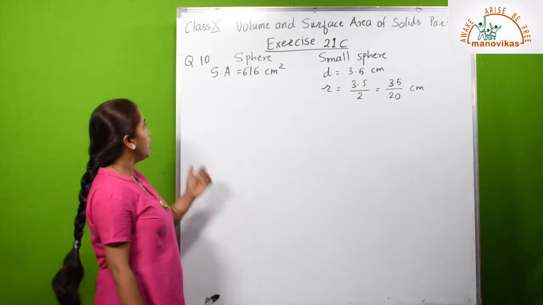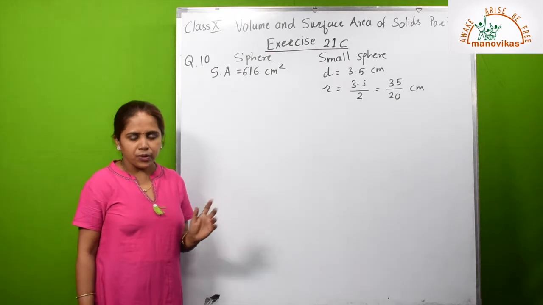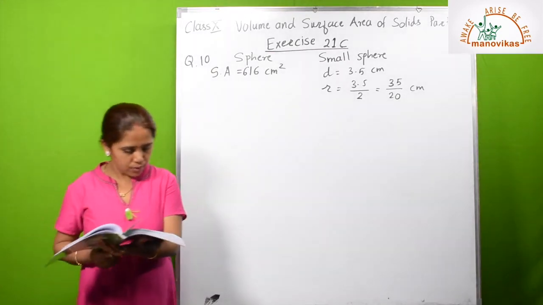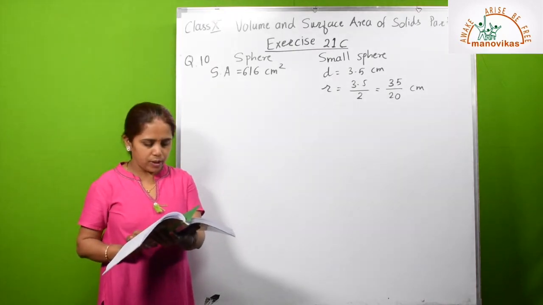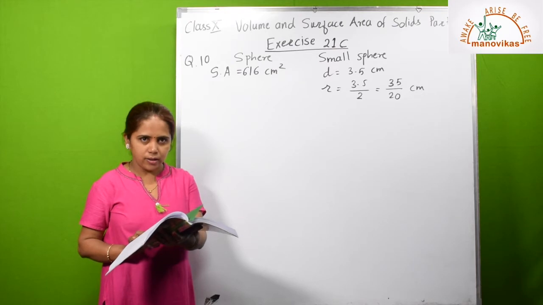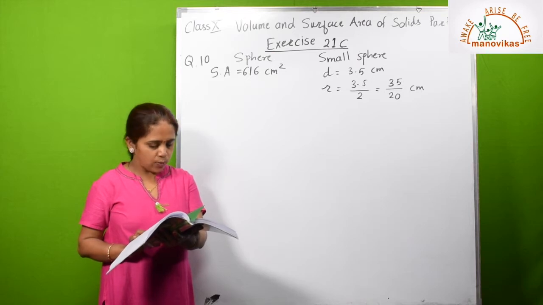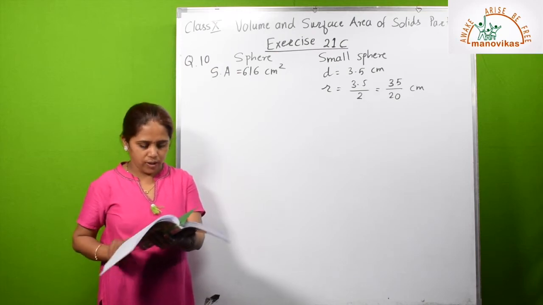First we'll see question number 10 from exercise 21C. Now what is question number 10? The surface area of a solid metallic sphere is 616 centimeter square. It is melted and recast into smaller spheres of diameter 3.5 centimeter. How many such spheres can be obtained?